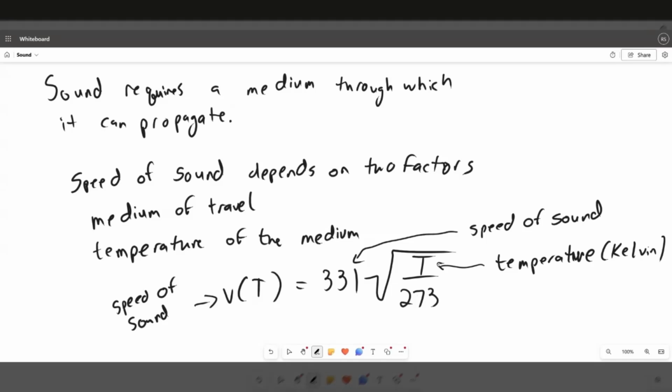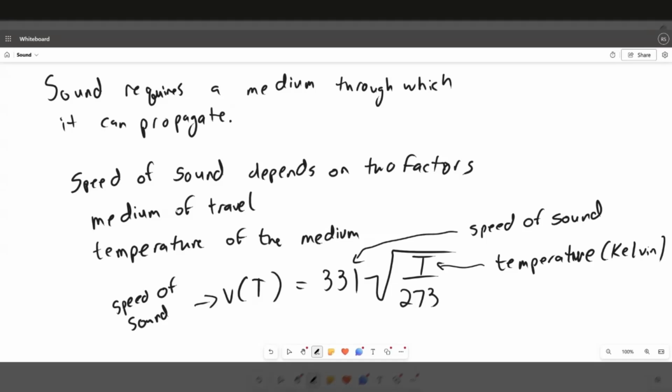And this factor of 273 is basically this 331 for the speed of sound. This is the speed of sound at 273 Kelvin. So if you have a temperature higher than 273, then your speed of sound will increase. But if you have a temperature lower than 273, then the speed of sound will decrease. So the speed of sound will increase with increasing temperature.